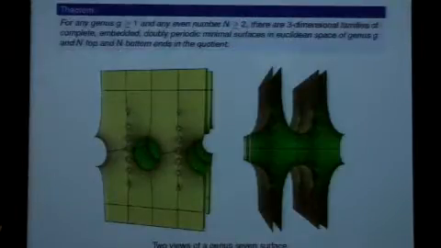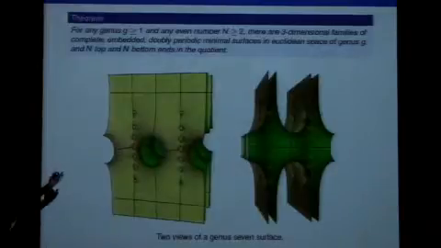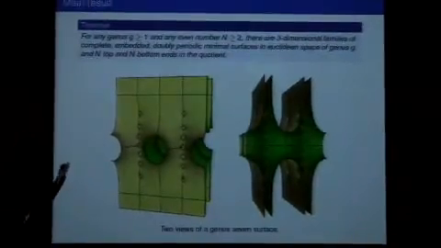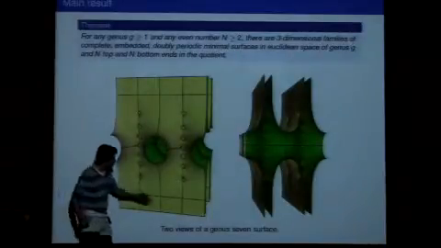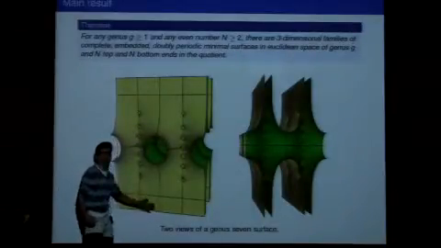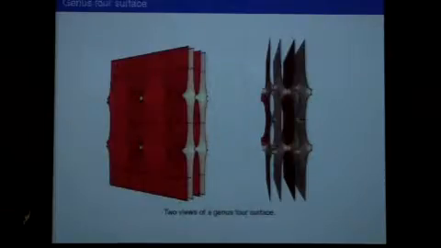Matthias and I proved this theorem: for any genus g bigger than or equal to 1, any even number N bigger than or equal to 2, we'd get a corresponding three-dimensional family of doubly periodic embedded minimal surfaces with N top ends and bottom ends. This being an example of a genus 7 surface, and this being one slightly more complicated one of a genus 4 surface.